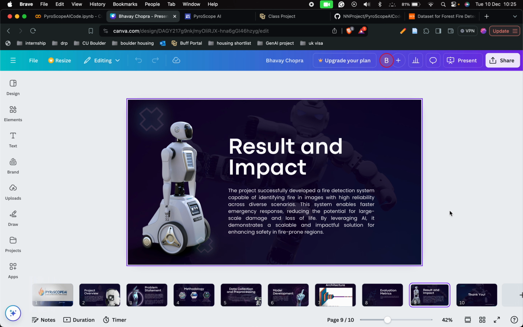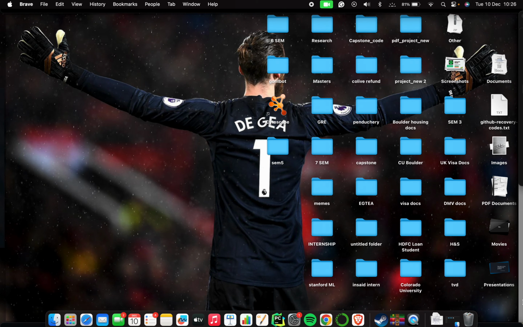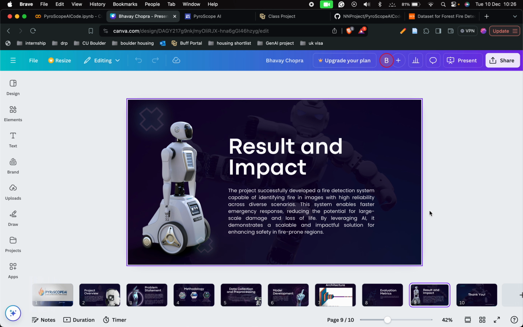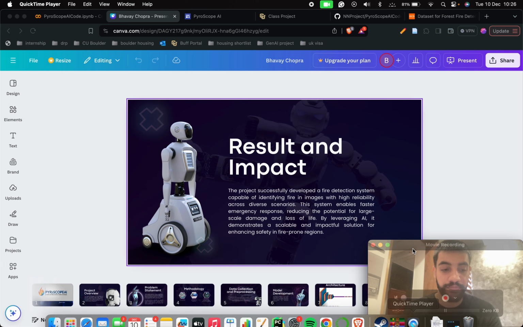And the best part about this project is that it's not limited just to forests. It's versatile enough for industrial settings, airports, and even residential areas. It can be integrated into existing security systems to provide an extra layer of safety. For instance, in a chemical plant, it could monitor fires in real time and send alerts to management for immediate action. And the system's adaptability makes it a valuable tool for a range of environments.